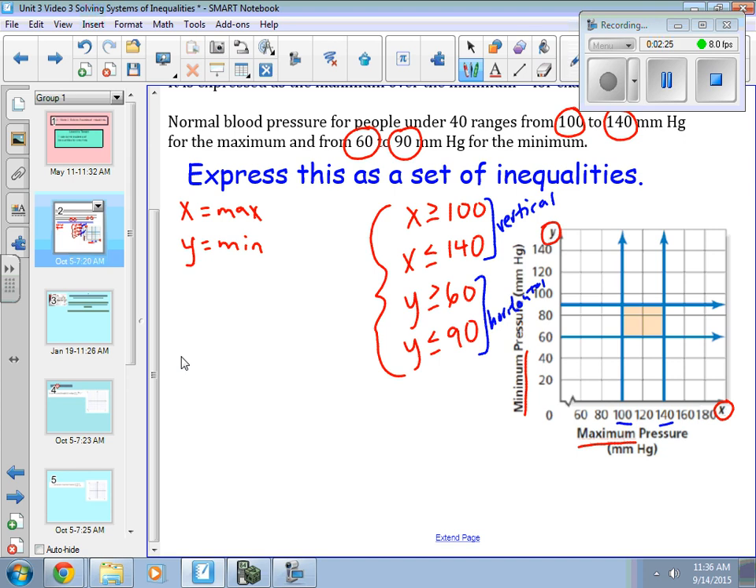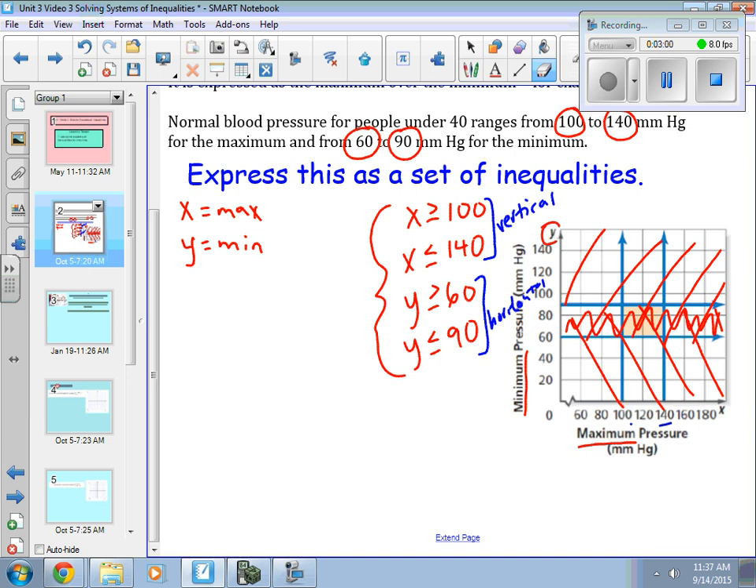If it's greater than 100, that's kind of graphing everything over here. If it's less than 140, that would be kind of graphing everything less than that line. That would be in here. Notice the overlap and shading happens between these two lines. Okay, if we do the same thing with the y lines, greater than 60, that's kind of everything above this horizontal line. Less than 90, that's everything below this line. So here, again, the overlapping occurs in the middle.